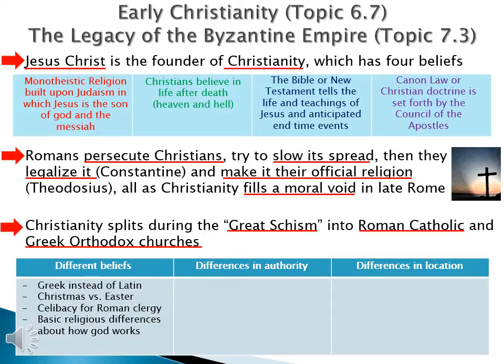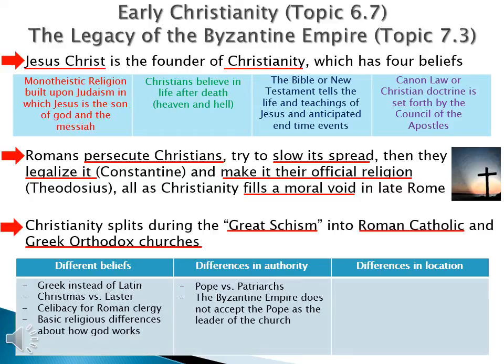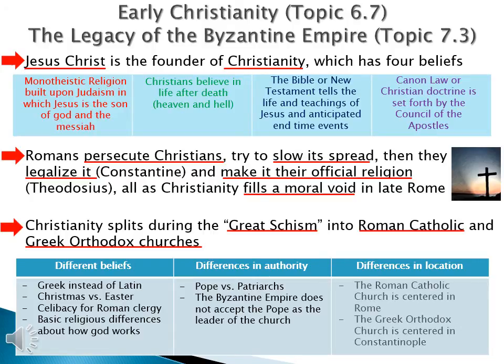When it comes to differences in authority, we've got the Pope versus the Patriarchs, and the Byzantine Empire does not accept the Pope as the leader of the church. Finally, with differences in location, the Roman Catholic Church is centered in Rome, and the Greek Orthodox Church is centered in Constantinople. Go to the next slide.